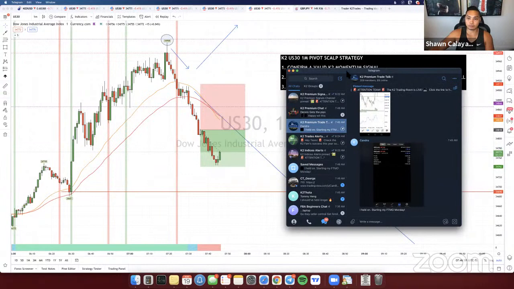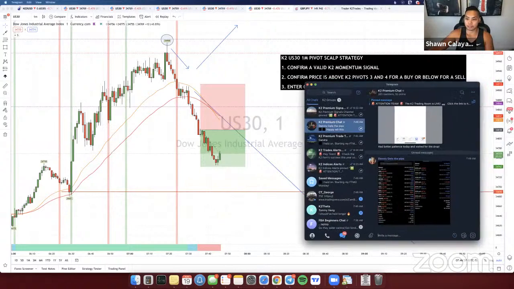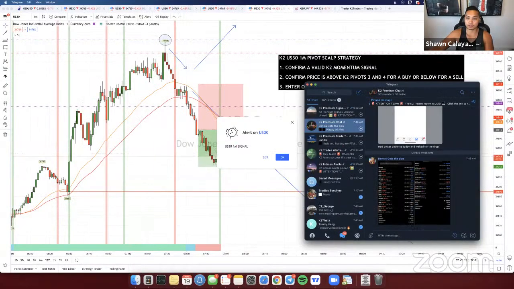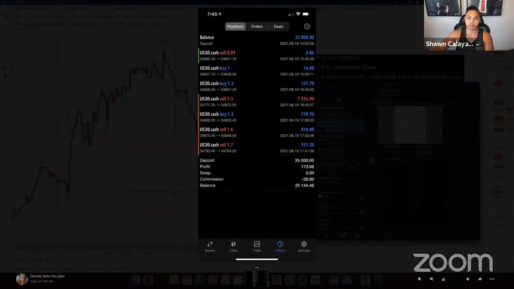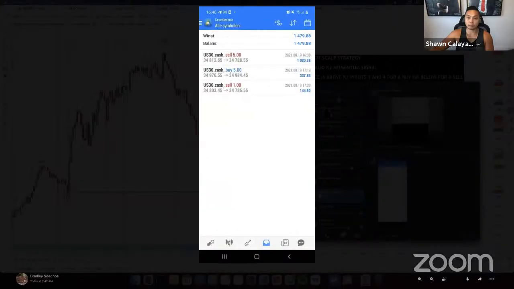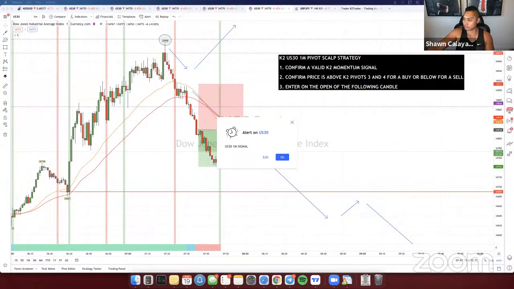I'm still holding it right now, but like I mentioned, I'm just going to leave it alone and let it do what it's supposed to do. Dennis is now in profit, up 141 off his personal, great work, Dennis. His other account, FTMO, is up 173. Great work amongst everyone here. Bradley too, Bradley's up 1,479. Great work, Bradley. Let's see, CT. Let's see what he drew over here.